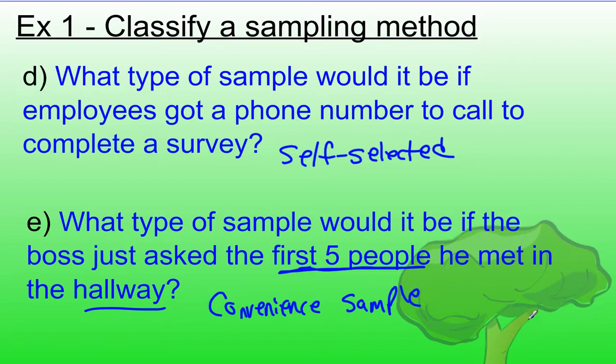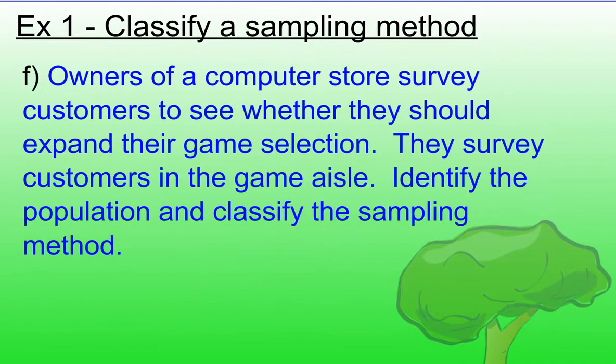So now we've got one more problem for you to look at. It says the owners of a computer store survey customers to see whether they should expand their game selection. They survey customers in the game aisle. Identify the population and classify the sampling method. Go ahead, pause the video, do this right now. When you're ready to continue, hit play, and we'll go through it together.